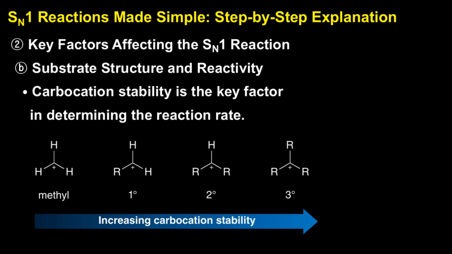So what's behind this reactivity trend? It's all about carbocation stability. In SN1, the reaction can't move forward until the carbocation forms, and more stable carbocations form more easily. Tertiary carbocations are stabilized by electron-donating alkyl groups, making them much easier to form. But primary and methyl carbocations, they're unstable, and the reaction basically doesn't happen. So when it comes to SN1, the more stable the carbocation, the faster the reaction.